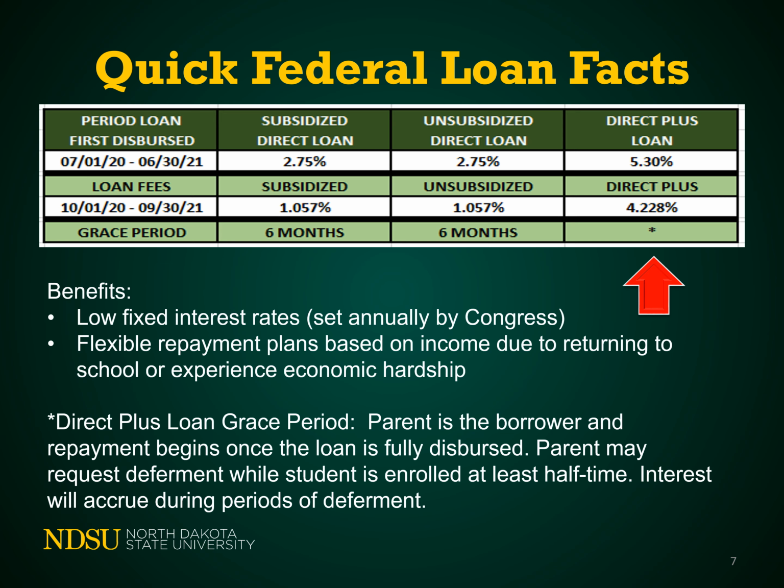Direct Plus loans are available for parents to borrow on behalf of their dependent undergraduate student. This is the only federal loan available to parents. We will go into further detail about the Direct Plus loan in a few minutes. There are also private loan options available, and we'll talk about those in a few minutes as well.